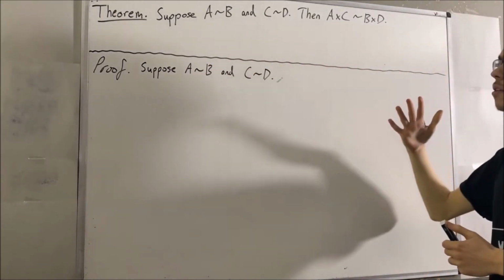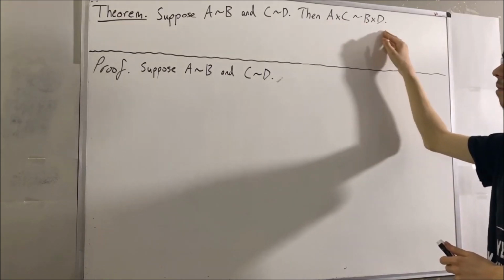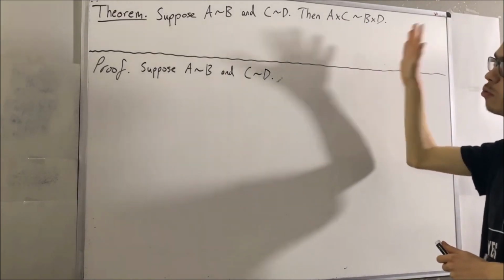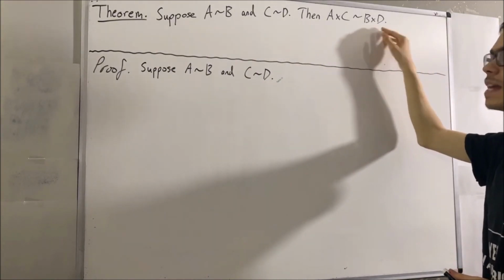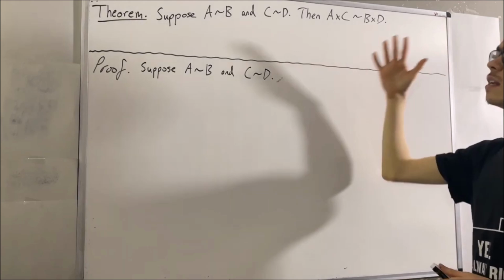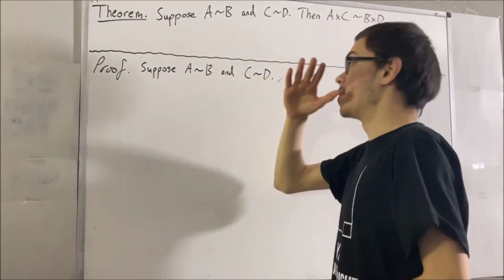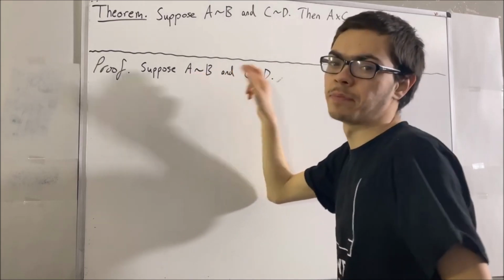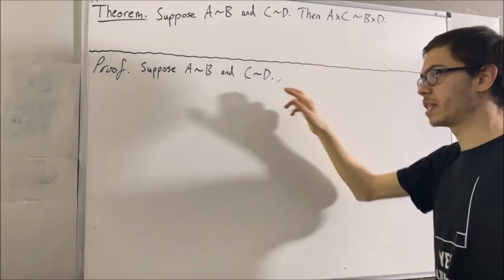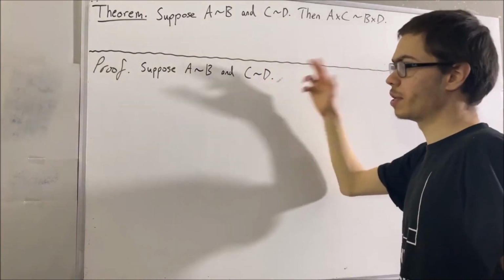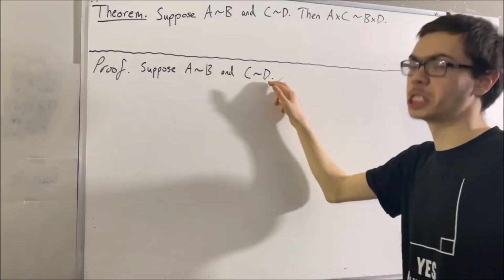And our whole goal now is to deduce that A times C is equinumerous with B times D. And what that means is we want to find a function from A times C to B times D that is bijective. Now, since A is equinumerous with B, there is a function from A to B that is bijective. I'll call that function f. And similarly, since C is equinumerous with D, we know that there's a function from C to D that is bijective. I'll call that function g.